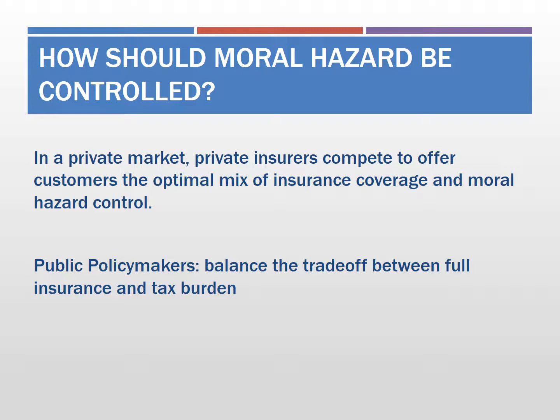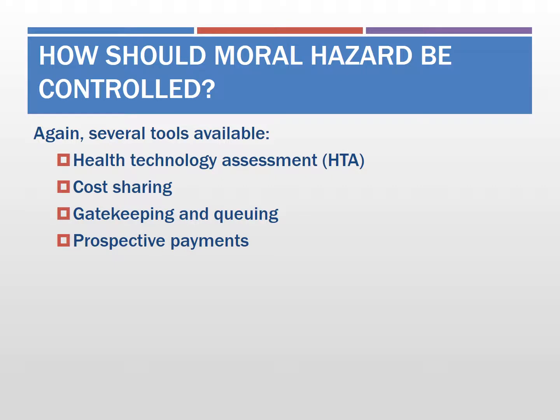Well, let's take a look at some of the insurance control options here. So some of the tools that we studied in the previous chapter that contain moral hazard include number 1, health technology assessment, the HTA, number 2, the cost sharing mechanisms, co-payments, co-insurance, and number 3, the gatekeeping and queuing. So we might have someone be a gatekeeper to keep track of whether the treatment is worth it for the patient to use. And last, the prospective payment system.